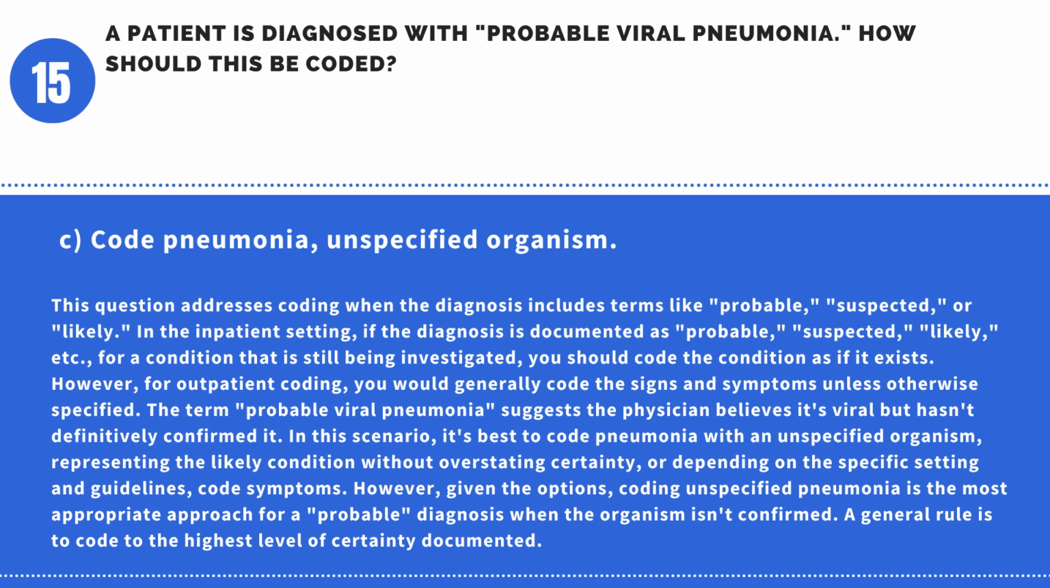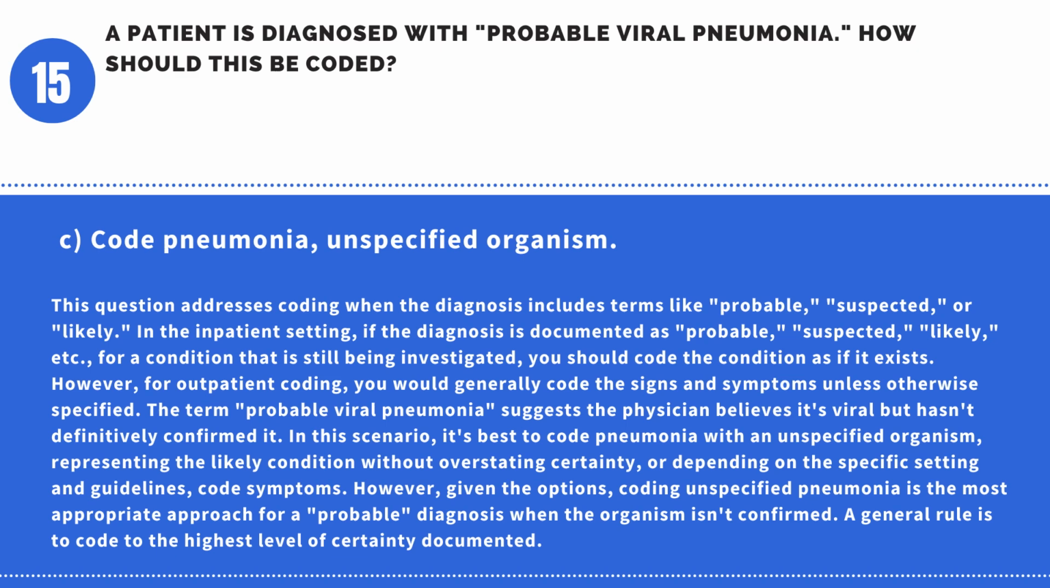This question addresses coding when the diagnosis includes terms like probable, suspected, or likely. In the inpatient setting, if the diagnosis is documented as probable, suspected, likely, etc., for a condition that is still being investigated, you should code the condition as if it exists. However, for outpatient coding, you would generally code the signs and symptoms unless otherwise specified.